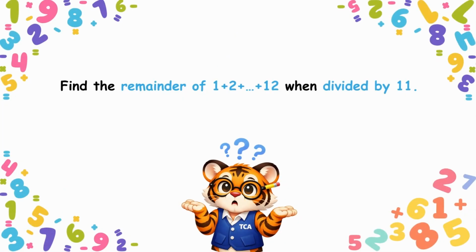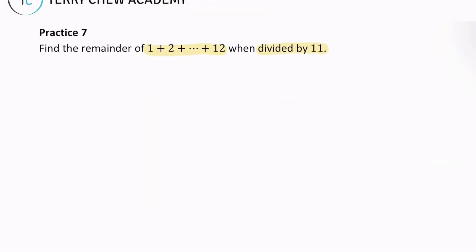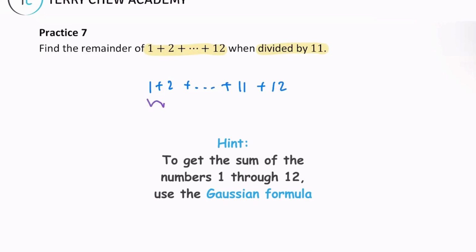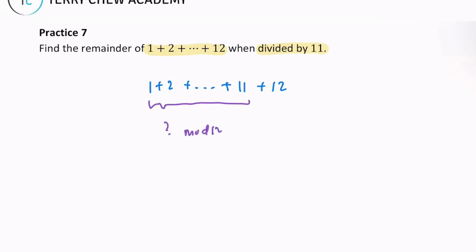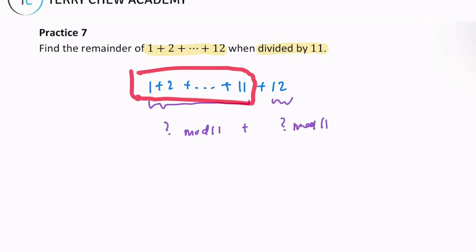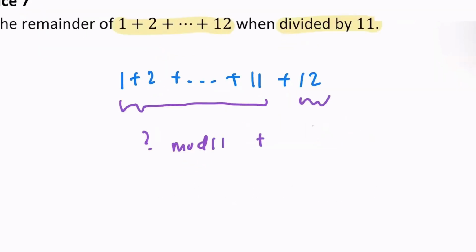So for 7, it says to find the remainder of 1 plus 2 plus 3 all the way until 12, when this is divided by 11. I'll give you a hint. The way to solve this is to consider the sum of 1 all the way until 11 first. Use the Gaussian formula to find this sum first. So what is this mod 11, and what is 12 mod 11? Then you add them together. So divide the sum of this first chunk by 11 first, and then divide 12 by 11, and you add it together. 1. Yeah, good job. I'll just write it out anyway.